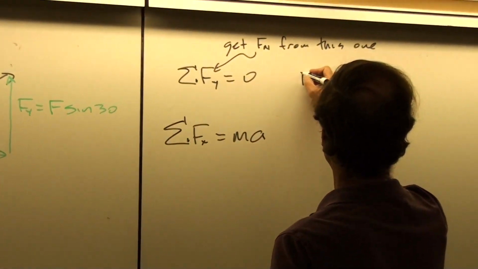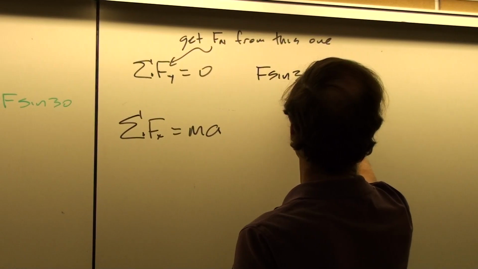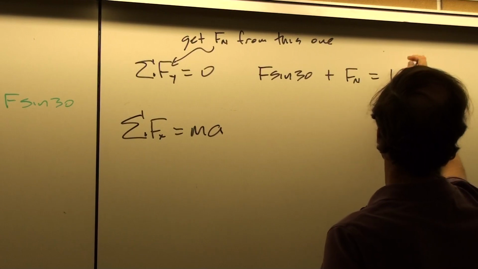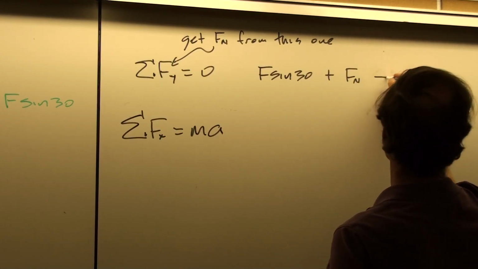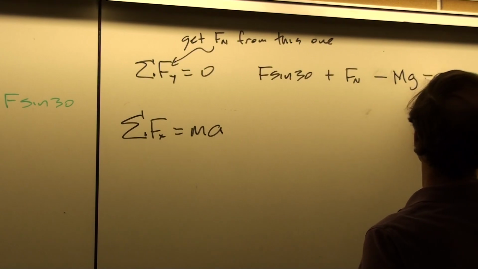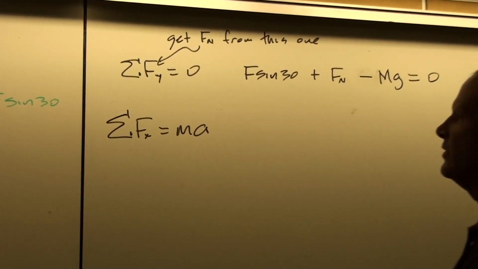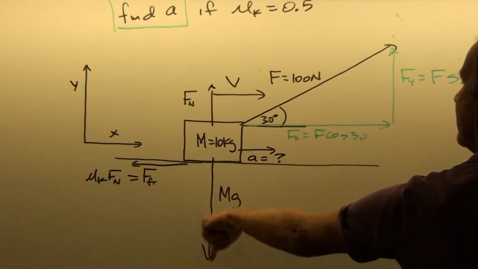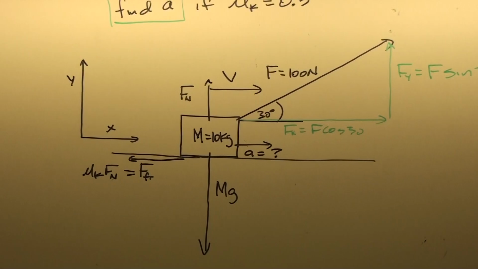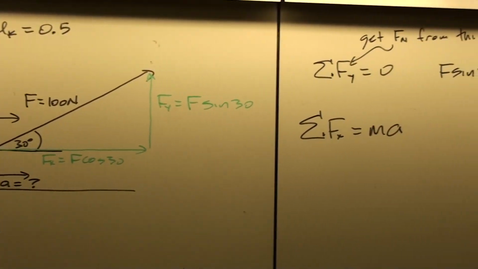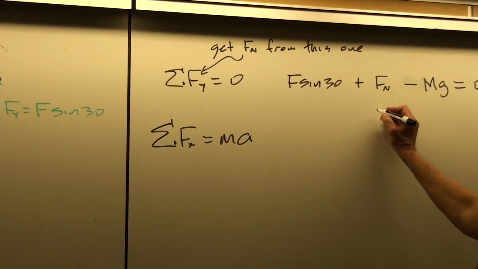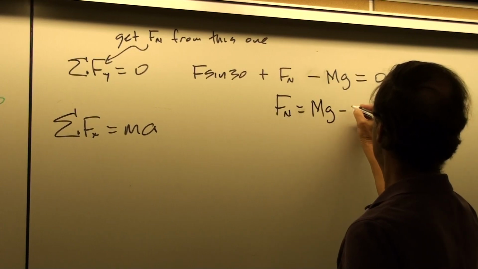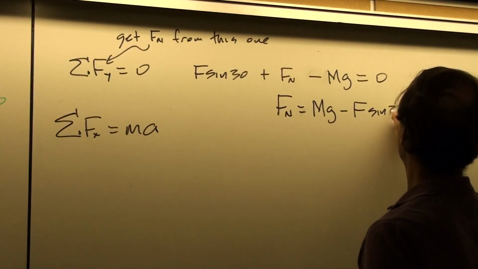So we have Fy, which is F sine 30, plus F normal, minus mg equals 0. Okay, so these are the positive forces, Fy and F normal. This is the negative force, mg. And those are the forces acting in the y direction, so they have to add up to 0. So our normal force is going to be equal to mg minus F sine 30.